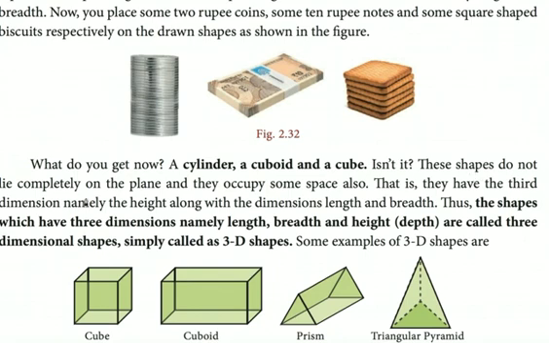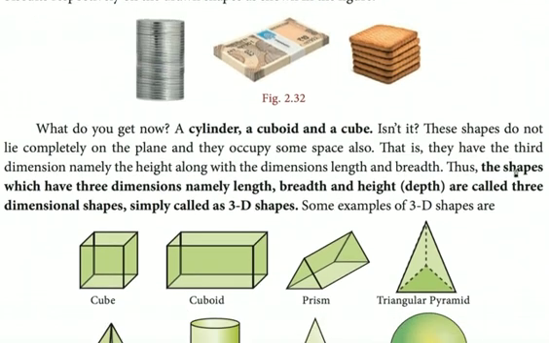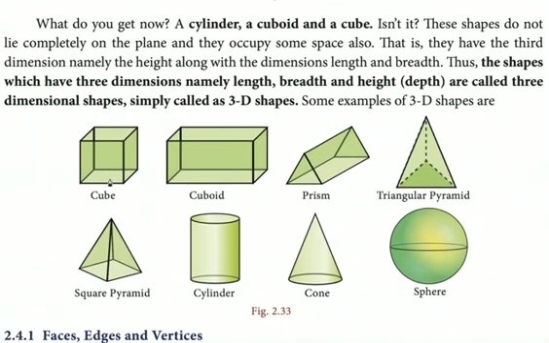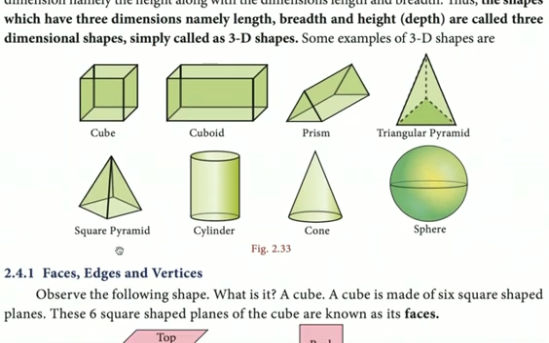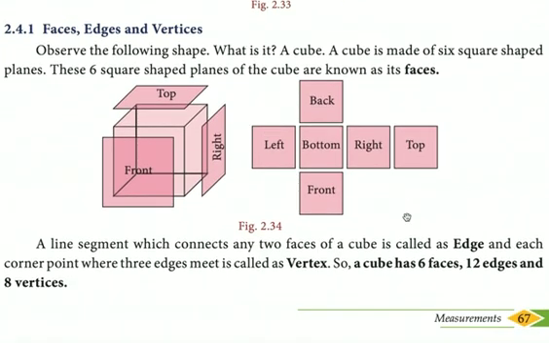These shapes do not lie completely on the plane, and they occupy some space also. That is, they have a third dimension, namely the height, along with the dimensions length and breadth. Thus, the shapes which have three dimensions, namely length, breadth, and height, also called depth, are called three-dimensional shapes, simply called 3D shapes. Examples: cube, cuboid, prism, triangular pyramid, square pyramid, cylinder, cone, sphere.